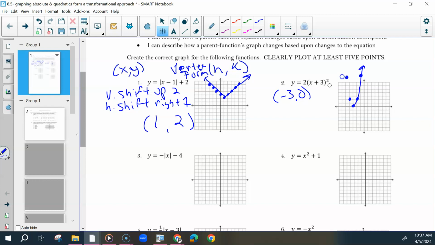This is a quadratic, it's squared, so that should be more U-shaped than V-shaped, but it's very narrow, so it kind of looks like a V also.